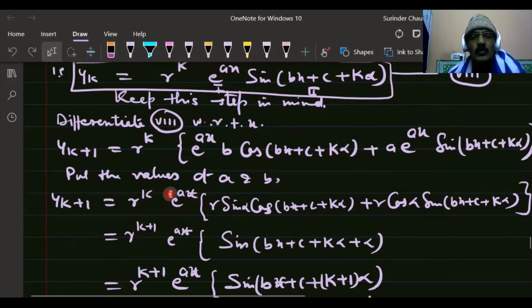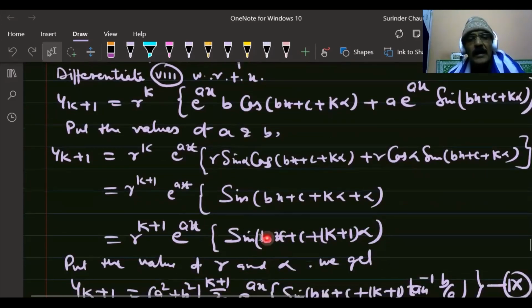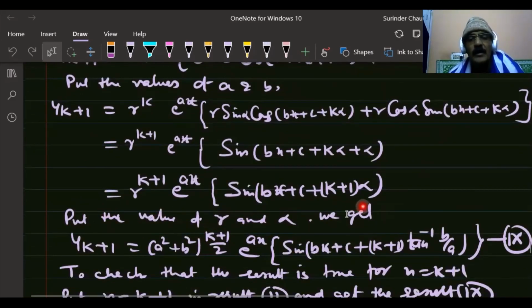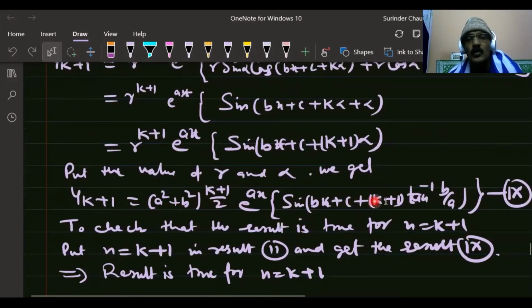R to the power k plus 1, e to the power ax, equal to sin a cos b plus cos a sin b, that is sin of a plus b, is equal to k plus 1, and again substitute every parameter here. We got the result equal to k plus 1.